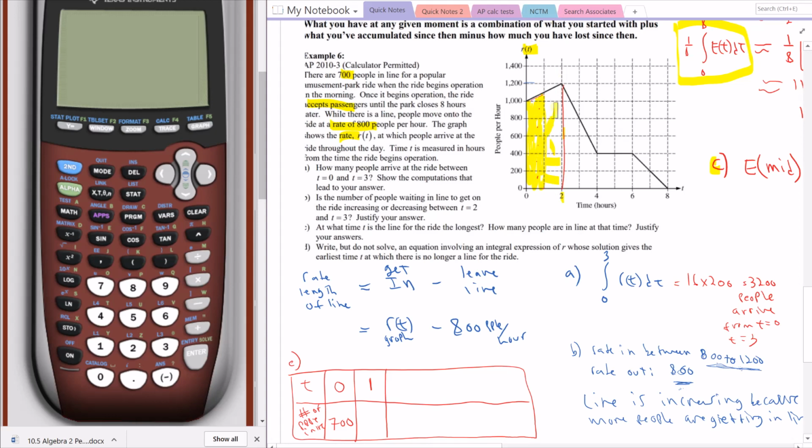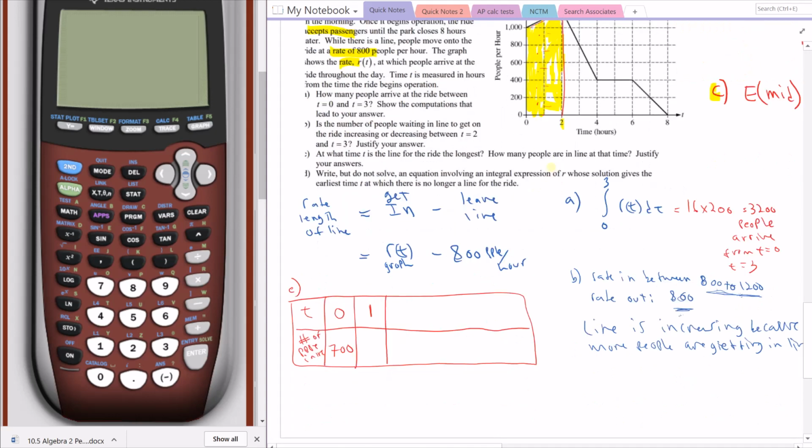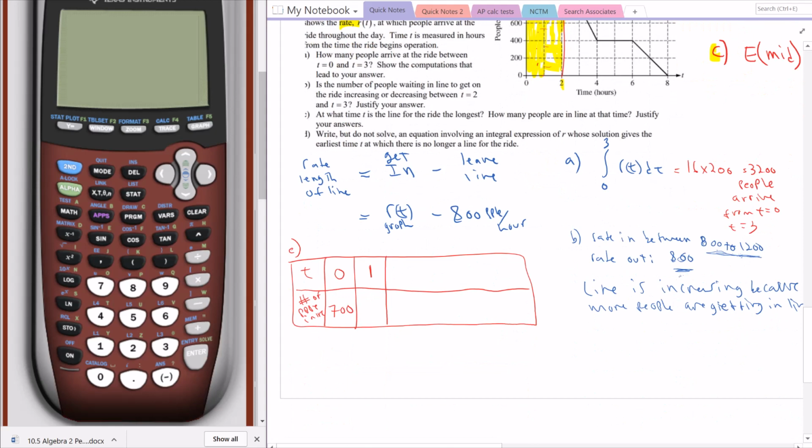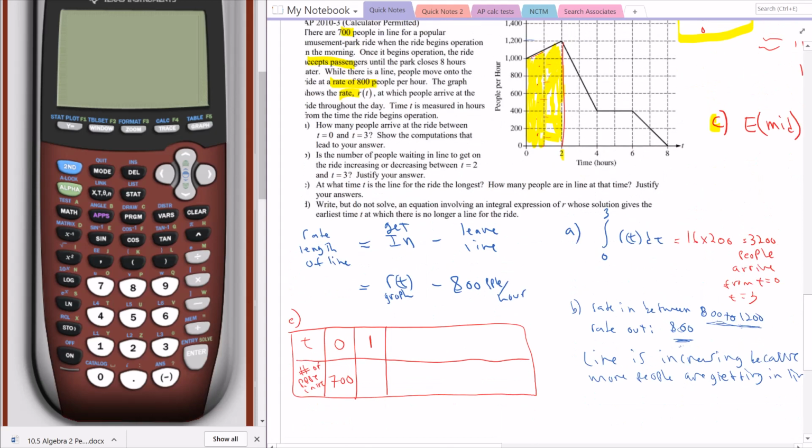So this we can actually calculate the exact area of. It's going to be 2, 4, 6, 8, 10, 11. And remember, each box is worth, sorry, each box is worth 200. So we added 2,200 people. So it's 700 plus 2,200 people. There are 2,900 people after not 1 but 2 hours. And then we could do after 3 hours, right? We're going to add some more people. Actually, I'm sorry, that was dumb. 29.